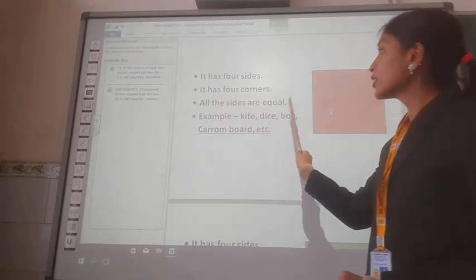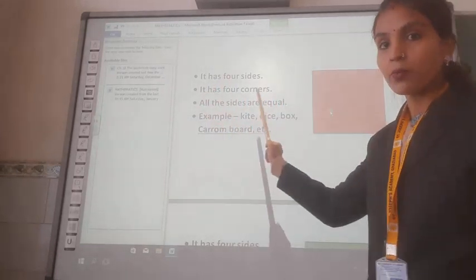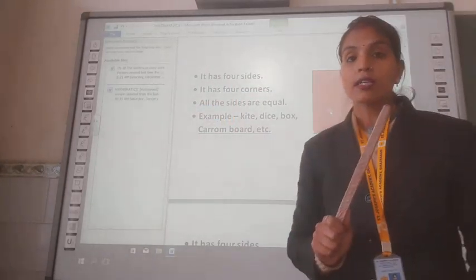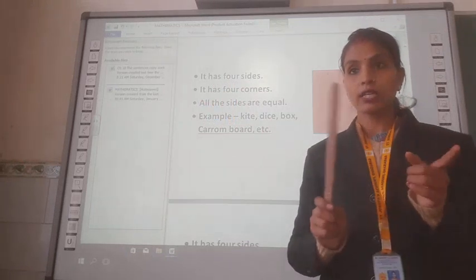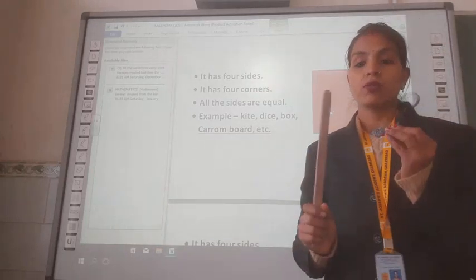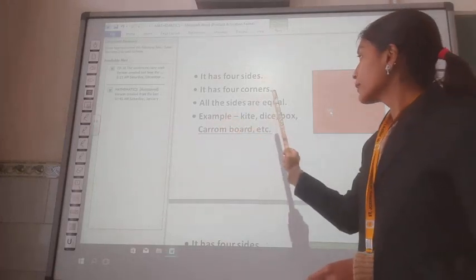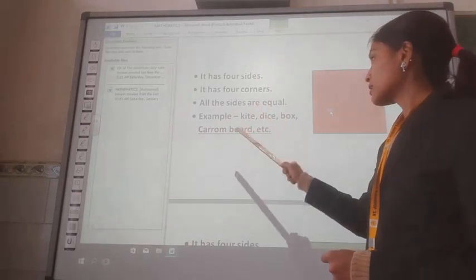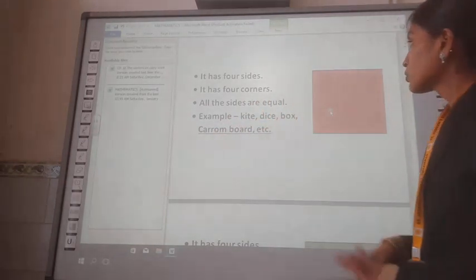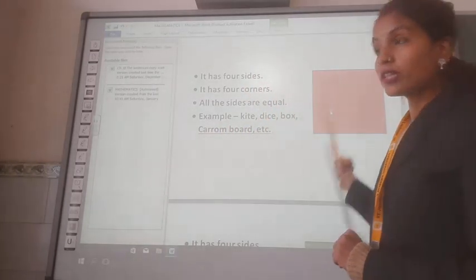All the sides are equal. This note is very important, that in a square all the sides are equal. When you see a thing and it has 4 sides, if it has all the 4 sides equal, then only it will be a square. For example, kite, dice, a box, carom board, etc. So, square has 4 sides, then 4 corners, and all the sides are equal.